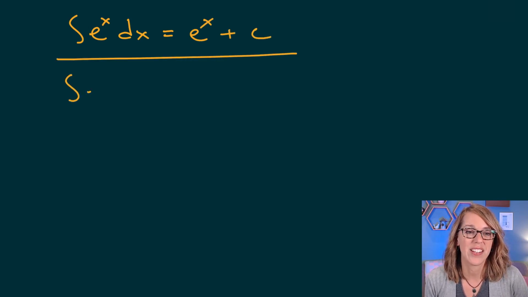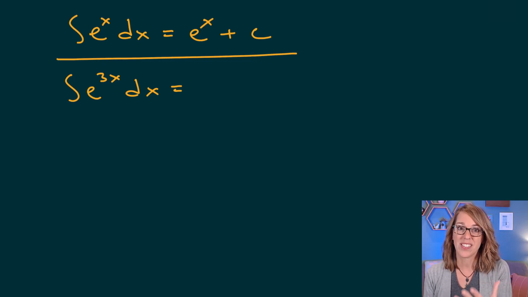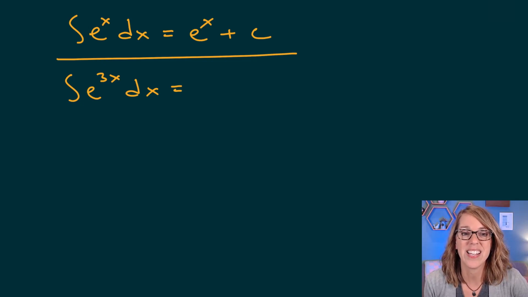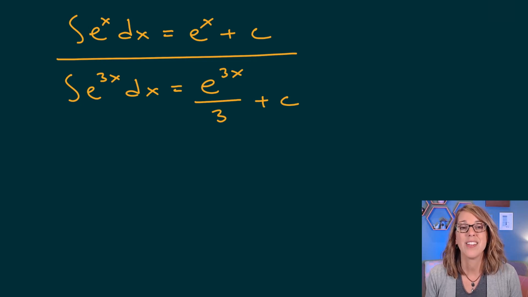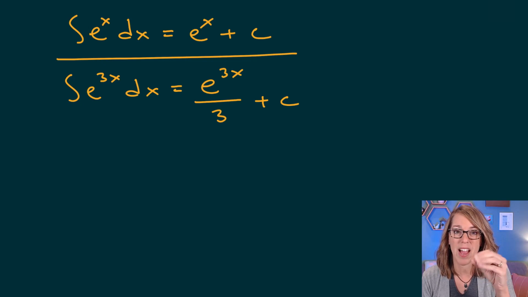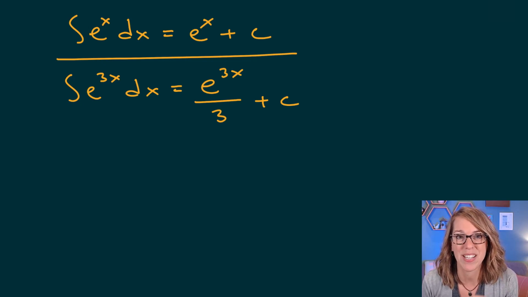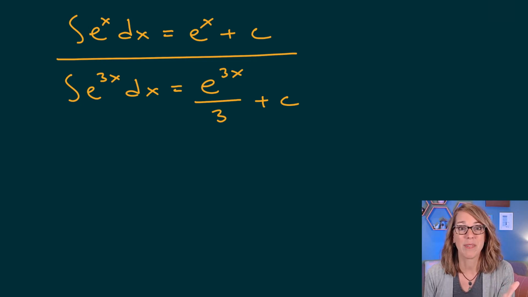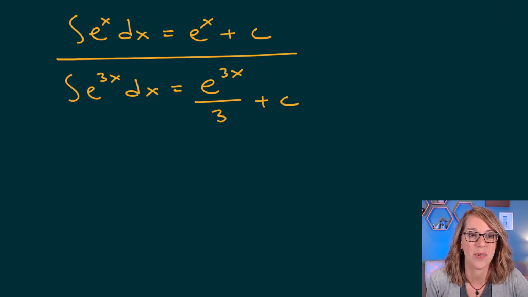Let's change that e to the x just slightly and say that I've got an e to the 3x dx. In order to get this to work out correctly, I need still the exponential back. So this is going to be e to the 3x all divided by 3 plus c. So I can follow this pattern along by getting my exponential back and dividing by that common multiplier. If you want to double check me, you can use a chain rule to differentiate and go backwards.